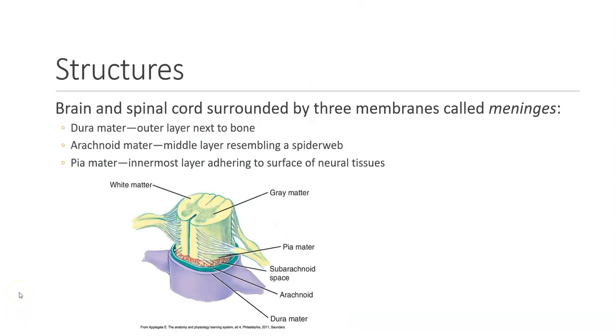The brain and spinal cord are surrounded by three membranes called meninges. The dura mater is the outer layer next to the bone. The arachnoid mater is the middle layer, and it resembles a spider web. And the pia mater is the innermost layer adhering to the surface of neurotissues. And the brain tissue is broken down into white matter and gray matter.